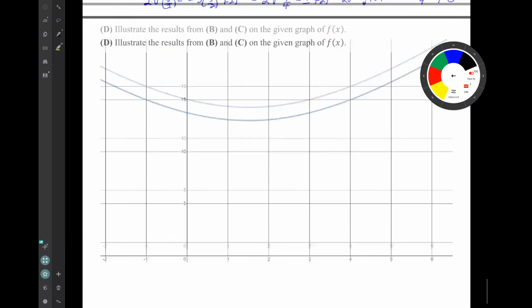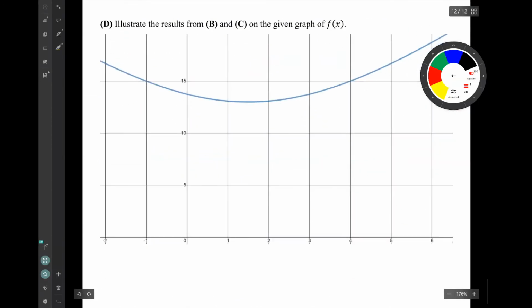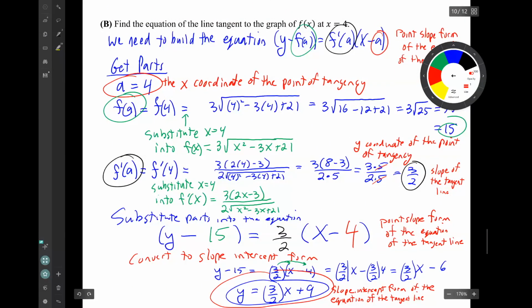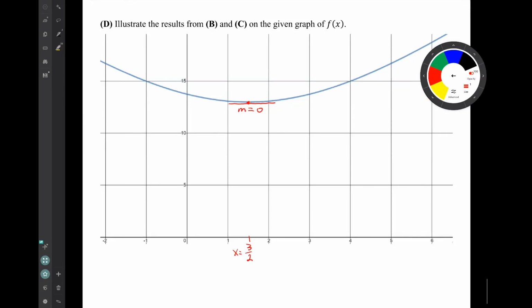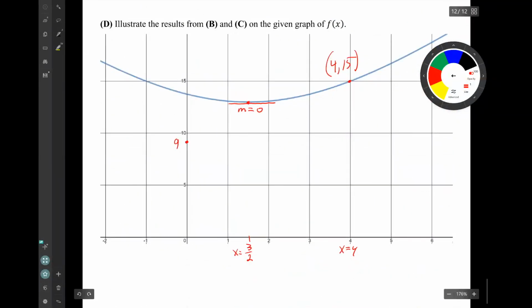Well, question C we just did. We found that there's a horizontal tangent line at x equals 3/2, so we can draw that. Let's see. So the point on the graph where x equals 3/2 is here, and we need to illustrate the tangent line. The tangent line has this equation, y equals 3/2 x plus 9. So it has a y-intercept at 9, and what else? Well, it goes through the point of tangency. Point of tangency, remember, has x-coordinate 4 and y-coordinate 15. So we should put the point (4, 15) on the graph. And remember the y-intercept on the tangent line. The y-intercept is at (0, 9). So we just have to connect those 2 points.